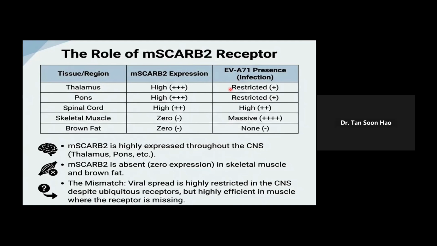This is seen in both humans and the mouse model. So we can see that there are differences between the mSCARB2 expression and the EV-A71 antigen expression. The mismatch suggests that the virus spread is highly restricted. It could be due to the receptor expression, but it can also be due to other things. So in short, the mouse SCARB2 receptor does not play a very important role in the neuronal spread inside the brain.